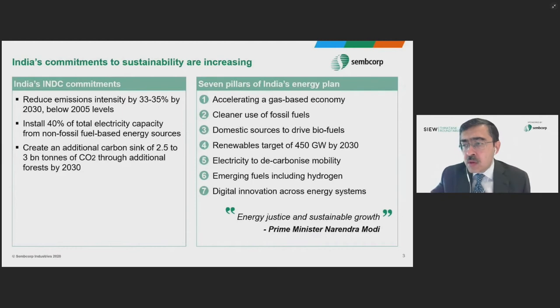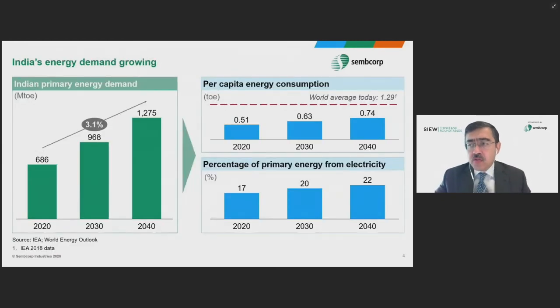If we look at the next slide, not all is straightforward, because if you think about what the country is trying to balance, and this is a good example that applies probably to most developing economies, it's really a balance between sustainability, but also, as the PM said, justice or energy access on one side, and also affordability and security on the other side.